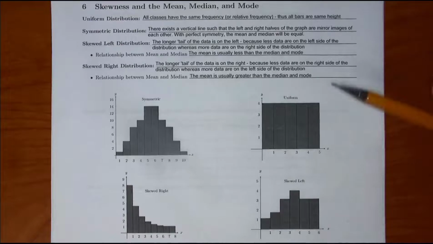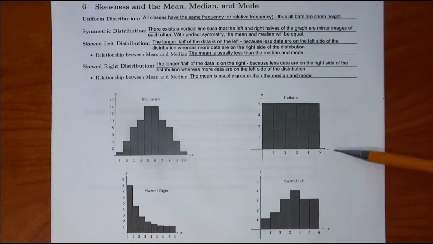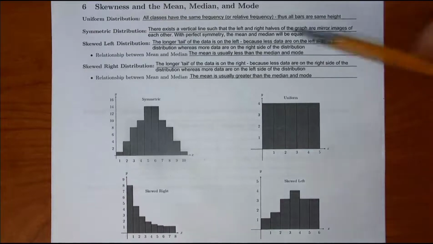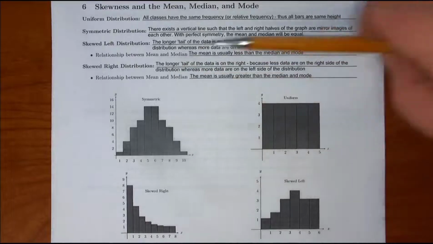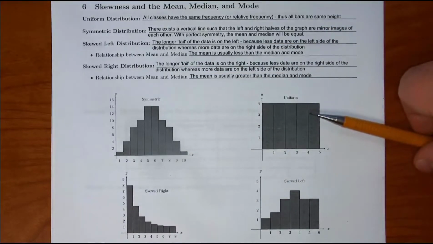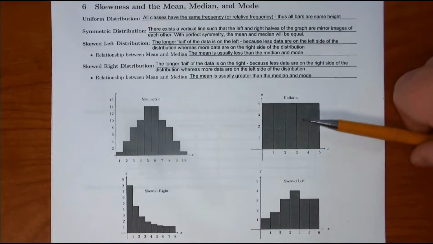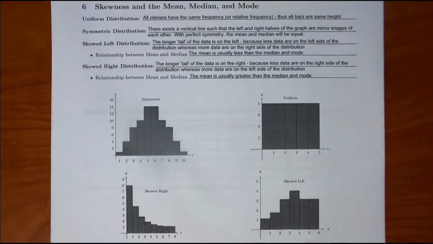A symmetric distribution is basically when you can divide the graph in half and have two mirror images of each other. So divide it in half vertically somewhere. Like you can draw a vertical line right here in the middle, and you have two mirror images. A uniform distribution is also symmetric. A symmetric distribution can be lots of different ways.